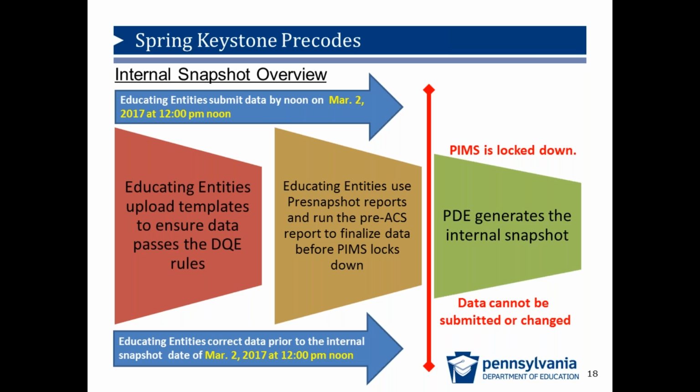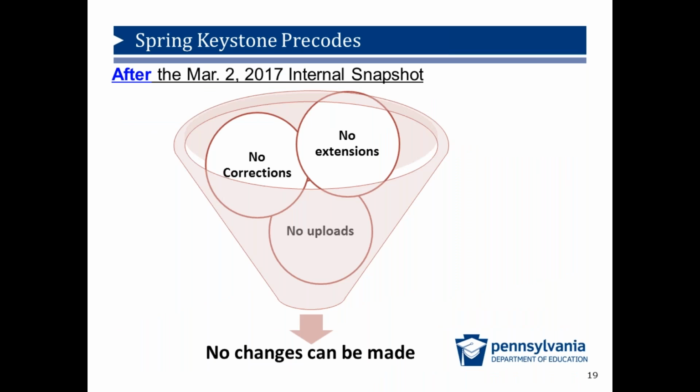It's important to note that after the deadline, when PIMS locks down, no data can be submitted or changed. Once the snapshot is taken, a file is prepared for DRC to generate precode labels. Since this is an internal snapshot, there is no corrections window that would normally follow a data collection window. An internal snapshot freezes data at a point in time, and that's why PDE cannot give any extensions.